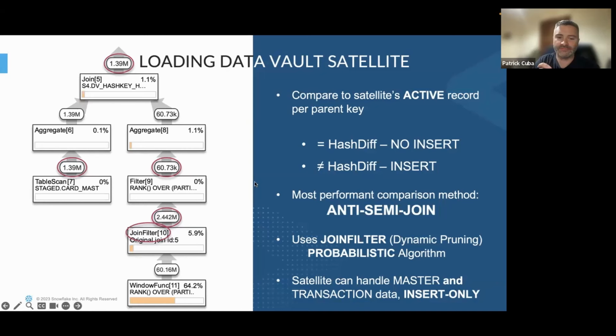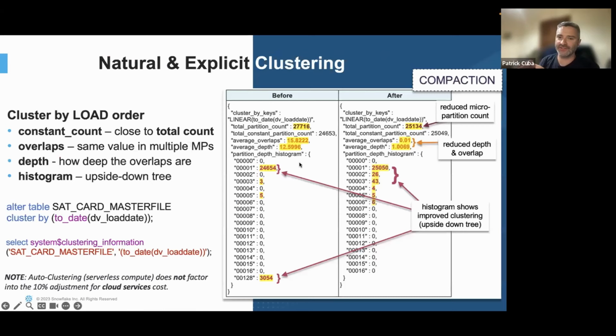So, the earlier question about clustering and natural clustering and so on. This is where it gets really interesting, especially from here onwards when we talk about clustering and joining and so on. So absolutely, from selecting from a single table, static pruning works really well. But we know that in Data Vault, we're going to do a lot of joins. So the emphasis for the rest of the presentation is, okay, how do we optimize joins? How do we keep performance within Snowflake, right?